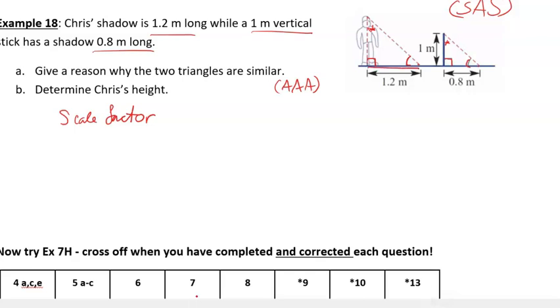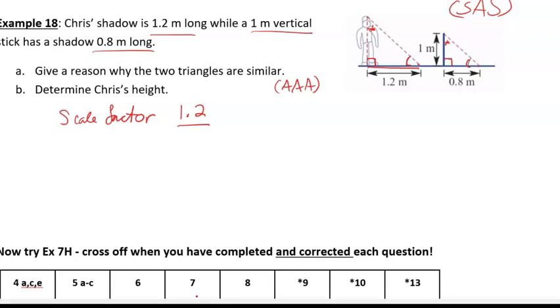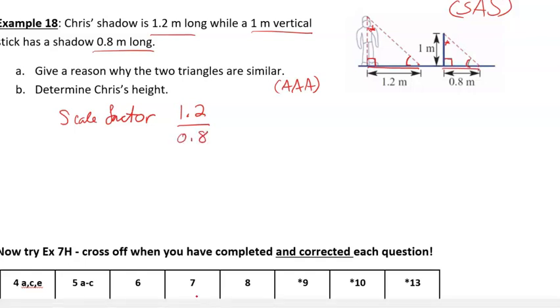So we know for Chris that we're going to end up with the image of 1.2 meters over the original, shall we say, of 0.8. And that gives us a scale factor of 1.5. I'm going to write it another way for you. If I multiply both of those by 10, does that make your life a little easier? It's the same deal, right? So that's our scale factor.